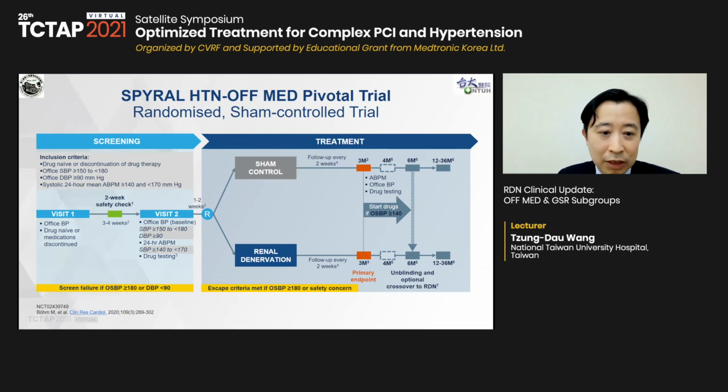So the pivotal OFF MED trial includes patients with combined hypertension. The definition is office blood pressure above 150 and 90, and ambulatory blood pressure greater than 140, but there is no limitation for diastolic ambulatory blood pressure. And no medication, so the patient was either drug naive or had discontinued all antihypertensive medications. The patients were randomized 1-to-1 to the sham group or the renal denervation group.